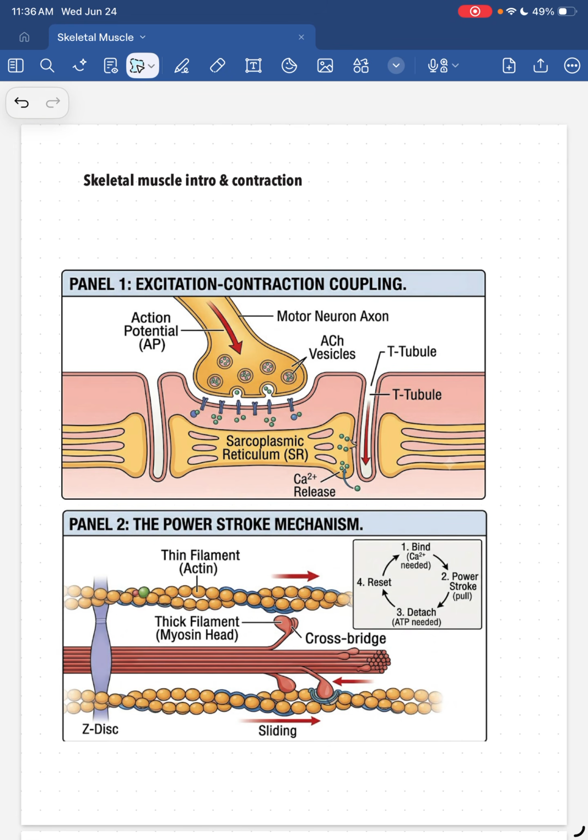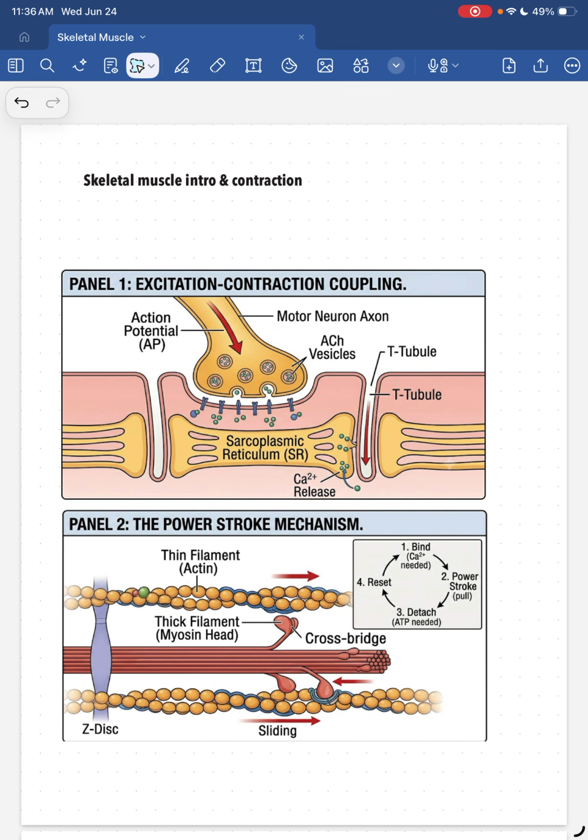Today we're going to be talking about skeletal muscle. Obviously, as the title suggests, I'm going to give you a little short intro on what skeletal muscle is, and then we're going to talk about its contraction. And I have a histology slide that I could show you at the end, just so you can see what it actually looks like under a microscope. So first, let's talk about what skeletal muscle is.